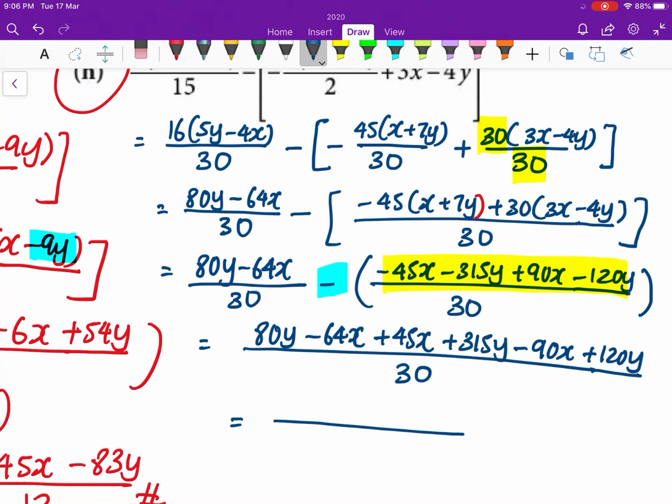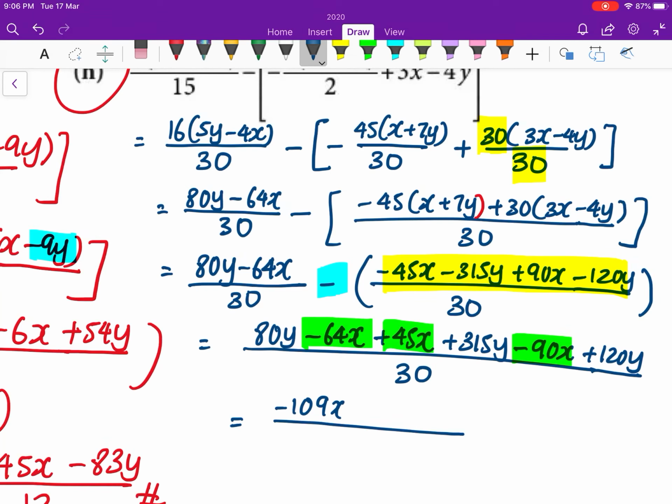So let's take a look at all the x's. We have this, and this. So minus 64 plus 45, negative 19, sorry. We have a 90 there as well. Minus 19 minus 90, negative 109x. What about the y?